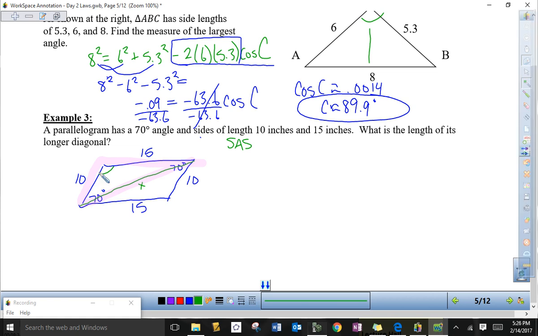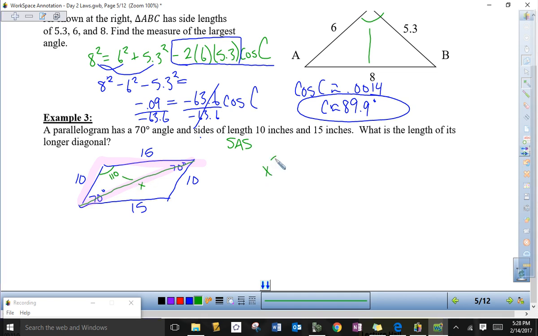Well, not only are opposite angles congruent in a parallelogram, but adjacent angles are supplementary. So if you take 180 minus 70, you'll get that missing angle of 110. Now we have enough information. Go ahead and set up your problem and solve for your missing side.